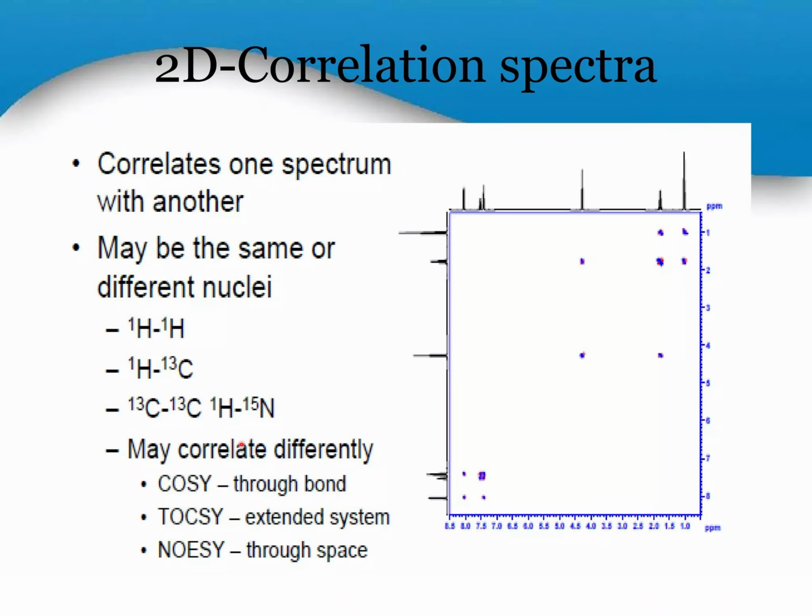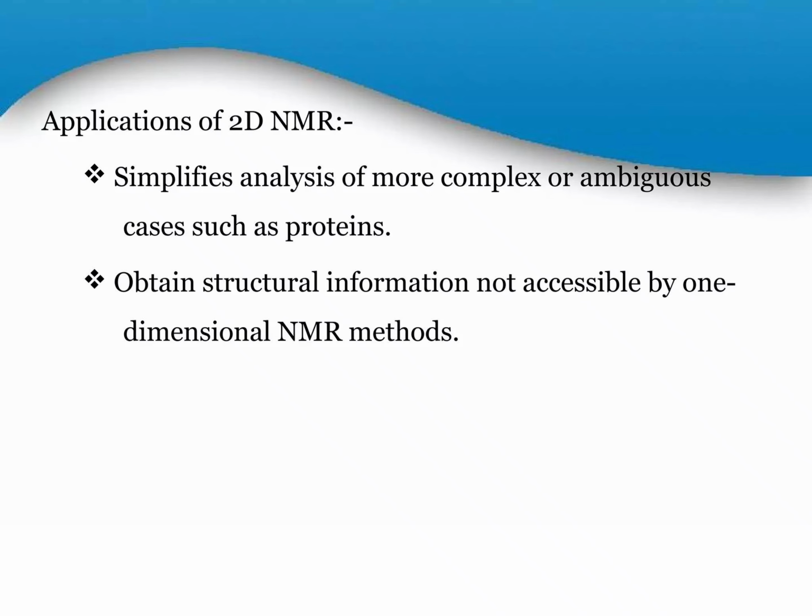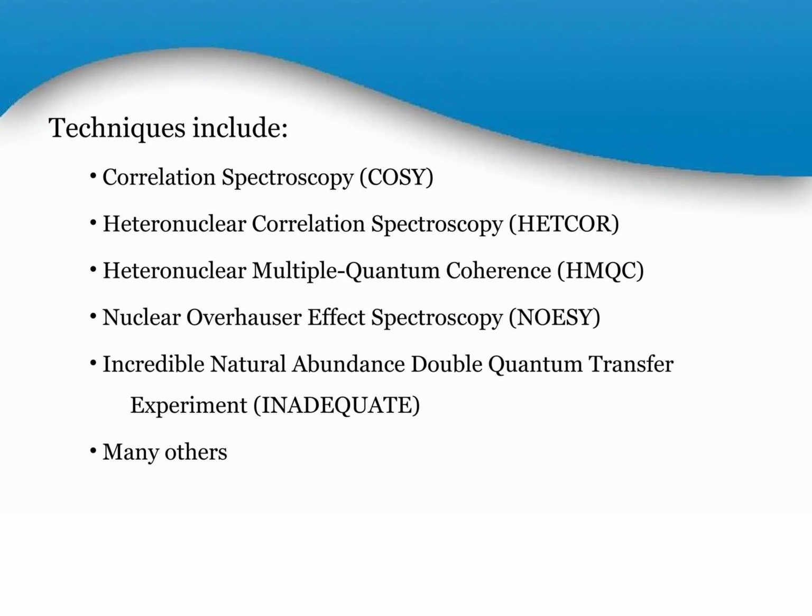So the COSY, TOCSY and NOESY, you can easily analyze these and also see the correlation among them. For clear visualization we usually use this 2D NMR. The application of 2D NMR is that it simplifies the analysis of more complex or ambiguous cases such as proteins, and it obtains structural information not accessible by one-dimensional NMR methods. So these are the types. It has been shown again.